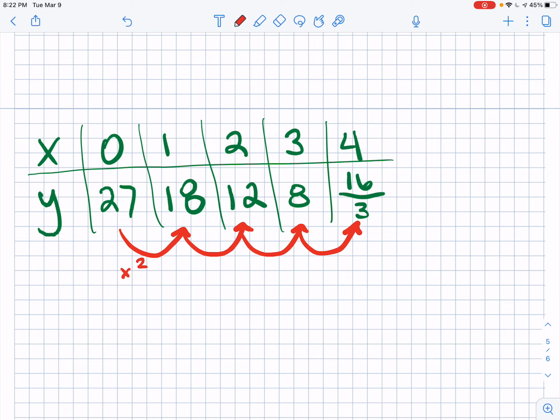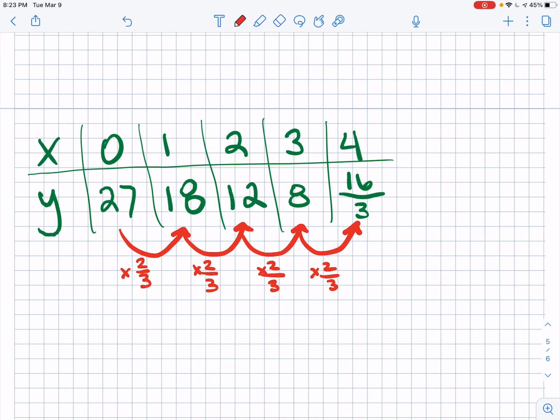So times 2/3. Well, let's see. 27 times 2 is 54. 54 divided by 3 is 18. Oh, okay. Well, let's try this next one from 18 to 12. So 18 times 2 is 36. 36 divided by 3 is 12. All right, 12 times 2 is 24. Divided by 3 is 8. And then 8 times 2 is 16 divided by 3. And we even left that one as the fraction, 16/3.